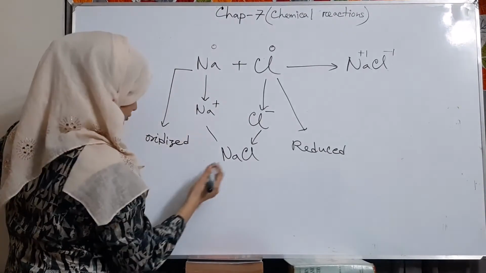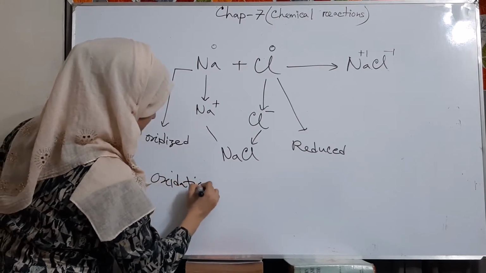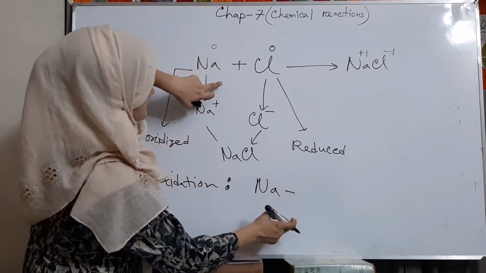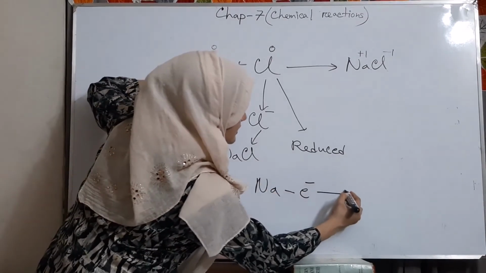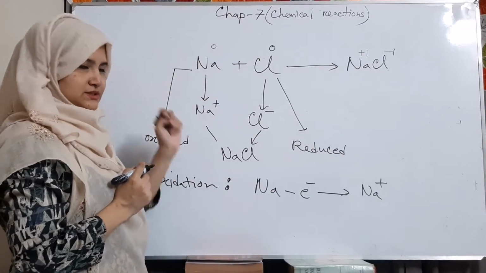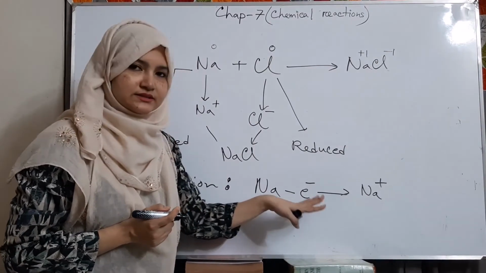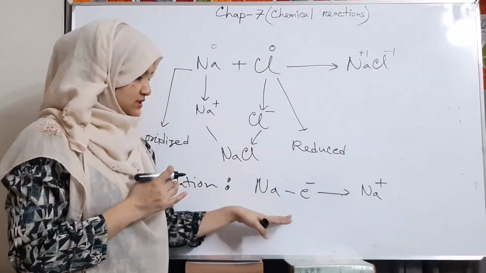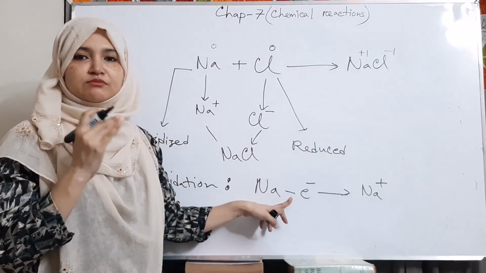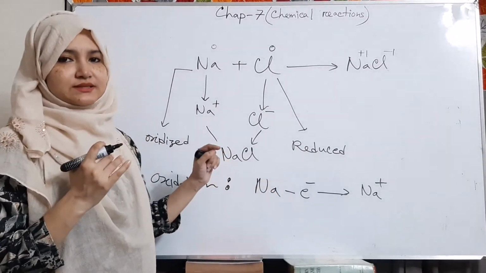Now we can express this to write a chemical equation. At first, for oxidation: sodium gives up an electron and forms a sodium 1 plus ion. But we cannot write this, because in a chemical equation we cannot use the minus sign. We can only use the plus sign.